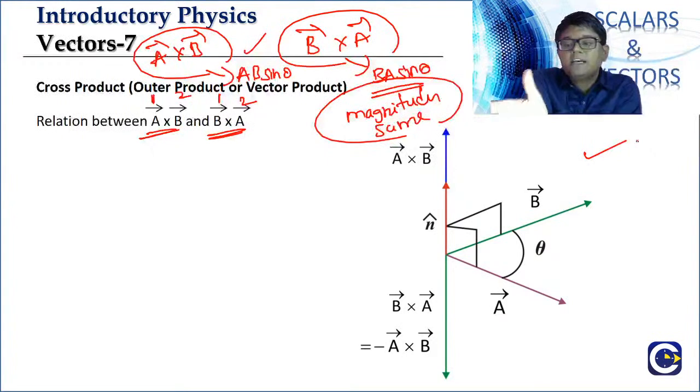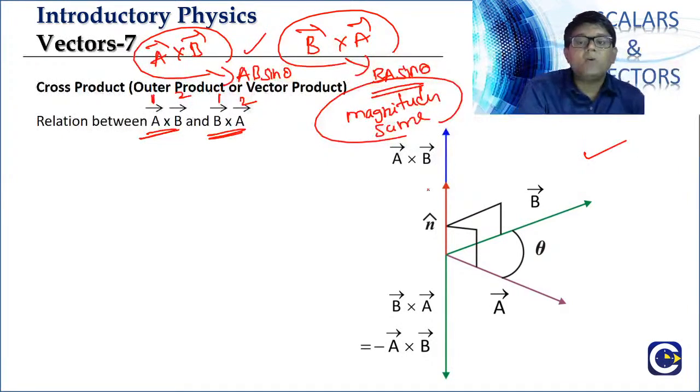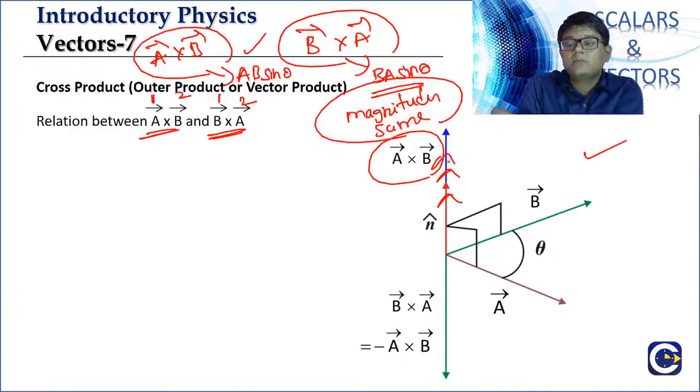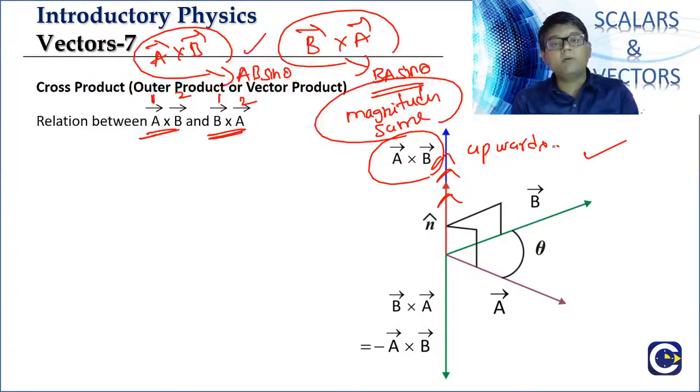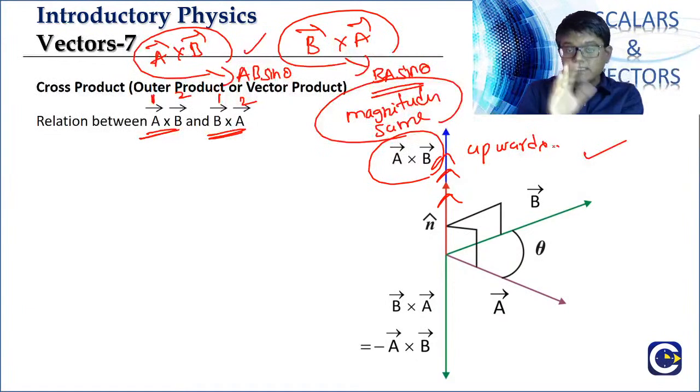If you curl your fingers from A bar to B bar, look at what your thumb is pointing towards. Thumb is pointing upwards. Got it? So A cross B will be upwards. Now this is more important, so observe it carefully.